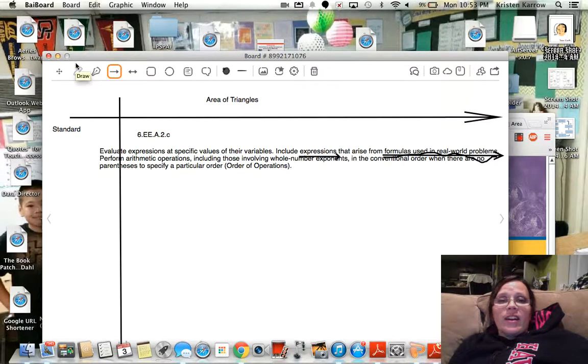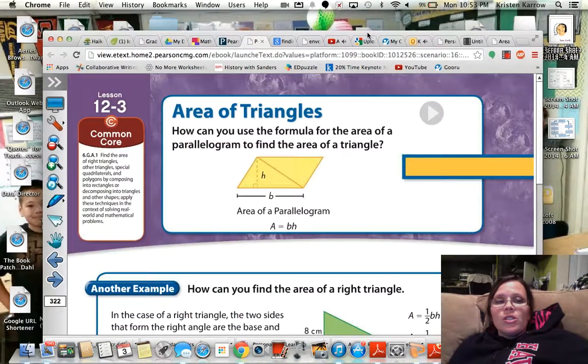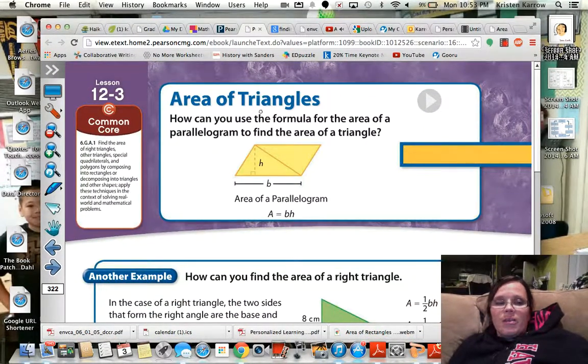Yesterday we worked on area of a rectangle, the formula being area equals length times width. And today we're moving to area of triangles, which is 12-3 in Pearson. How can you use the formula for the area of a parallelogram to find the area of a triangle? Now, we've skipped the area of a parallelogram lesson because what we're going to do is kind of work backwards here. One thing you do need to know, however, is what a parallelogram is.